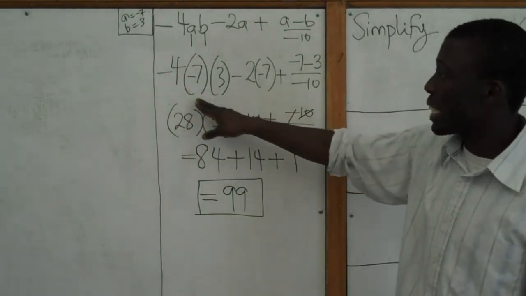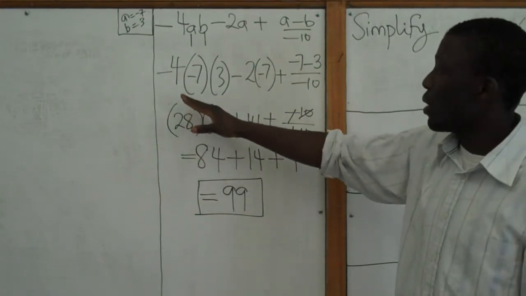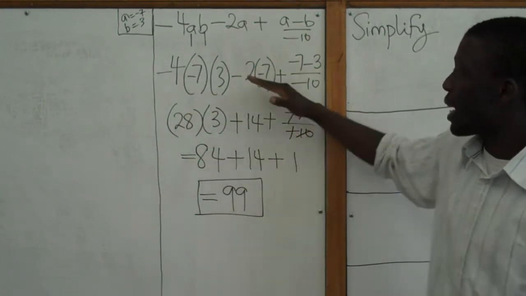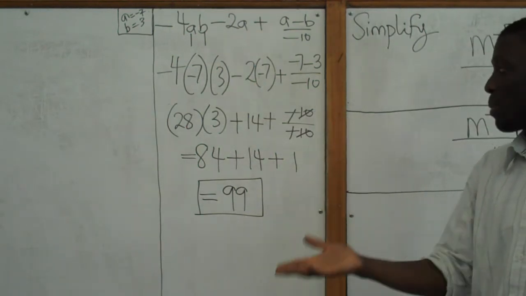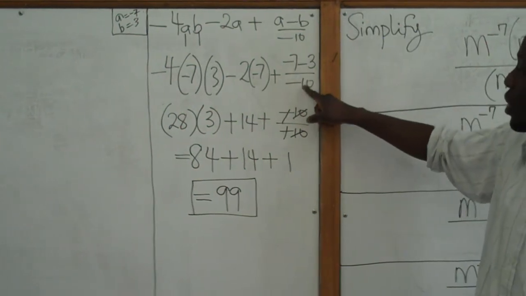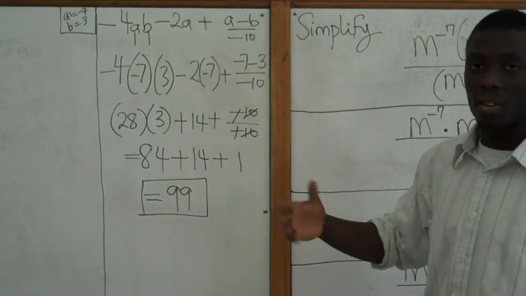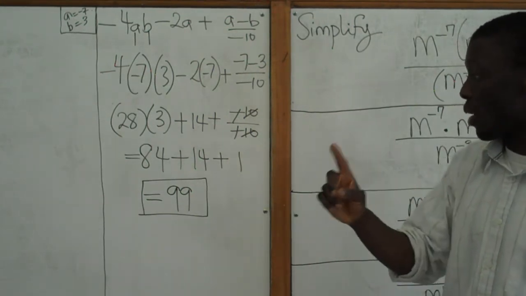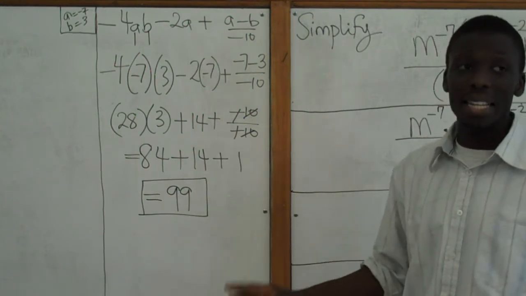Negative 4 times negative 7 times 3 would give us 84. So that's what I show you there. Now, negative 2 times negative 7 is plus 14 because a minus times a minus is a plus. Negative 7 minus 7 minus 3 over minus 10 would give you minus 10 over minus 10, which is equal to 1. So 84 plus 14 plus 1 is equal to 99.